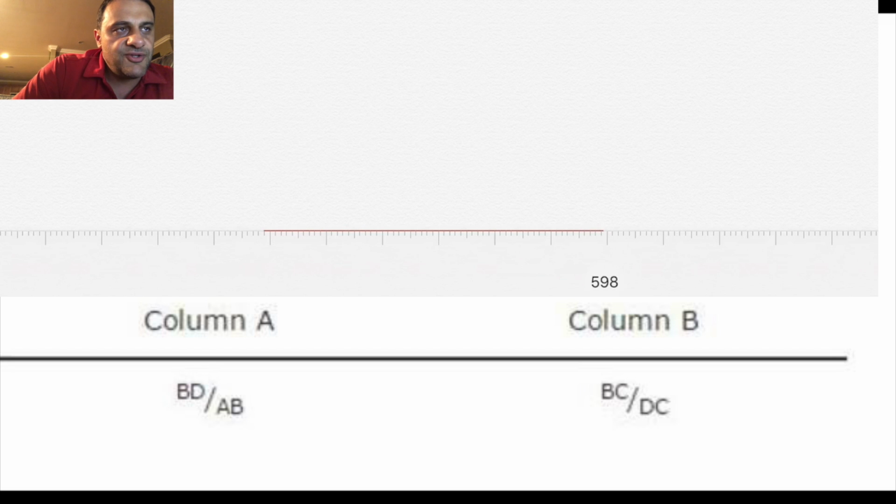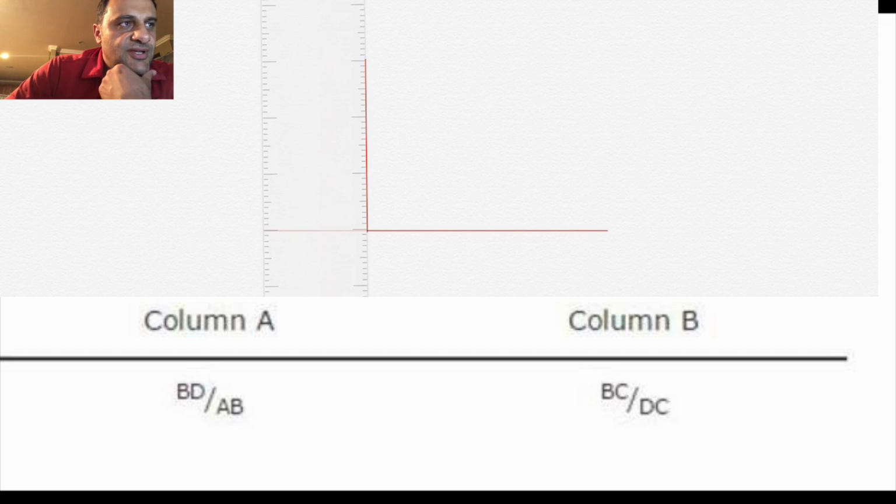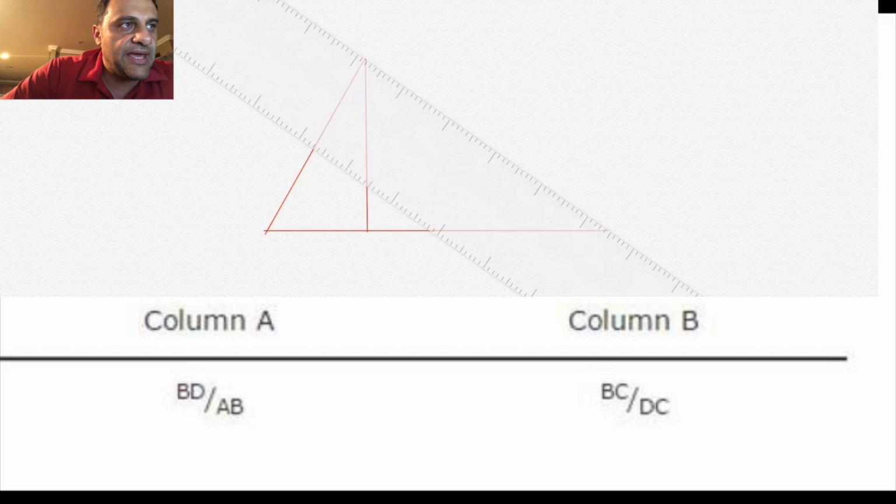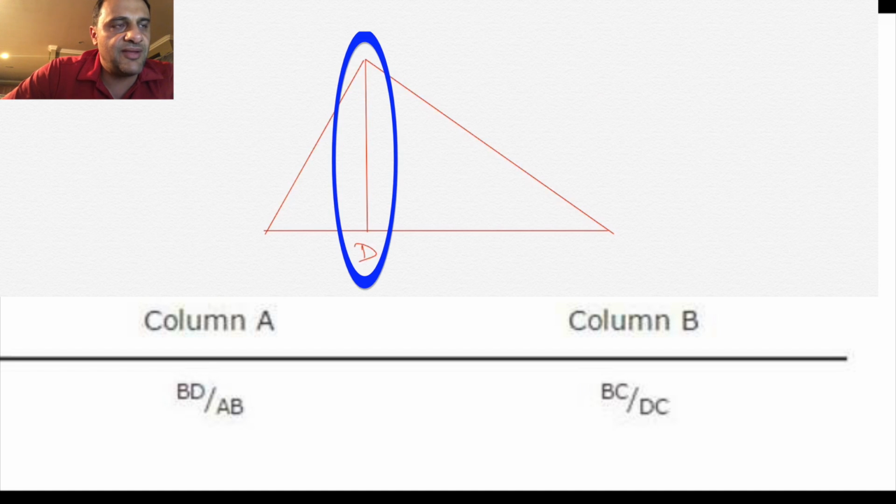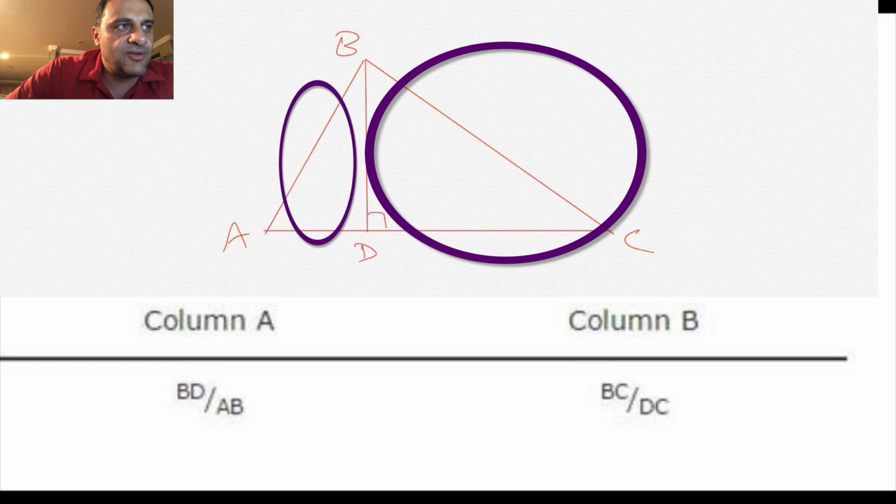I hope you tried it on your own. Now we're going to try it together. Let's draw the triangle out with the same kind of dimensions, maybe not drawn to scale. The big deal here is to look first at line BD. That is the height of the triangle, and it cuts the triangle into two right triangles.